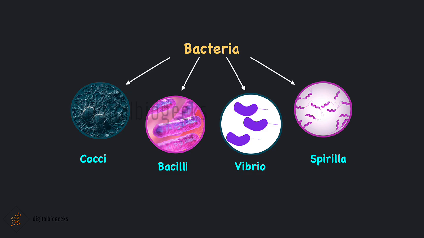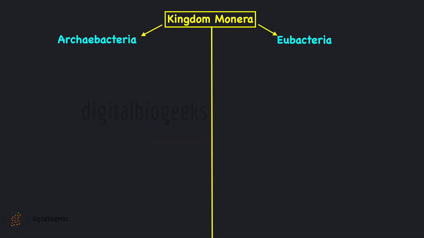Though they are very simple organisms, they have a wide metabolic diversity. That means they adopt different methods to obtain energy. Kingdom Monera is divided into two, Archaebacteria and Eubacteria. Let's delve into them in detail.